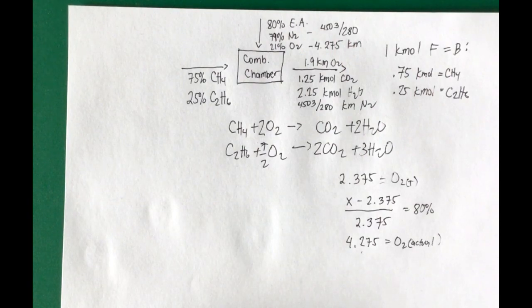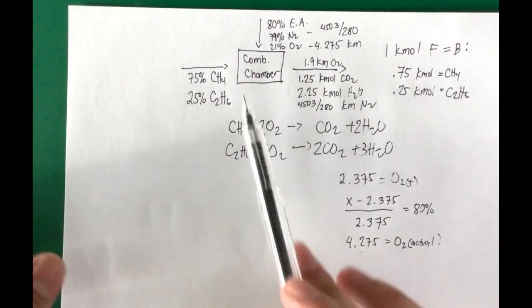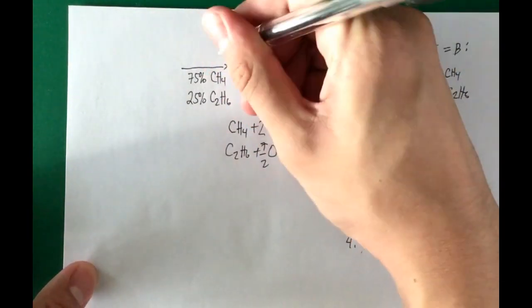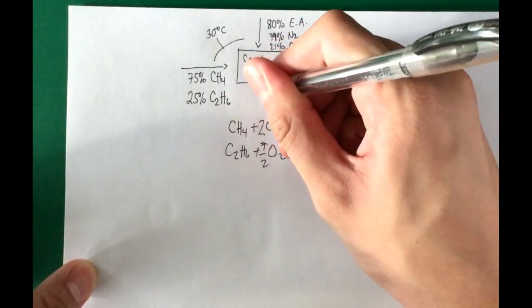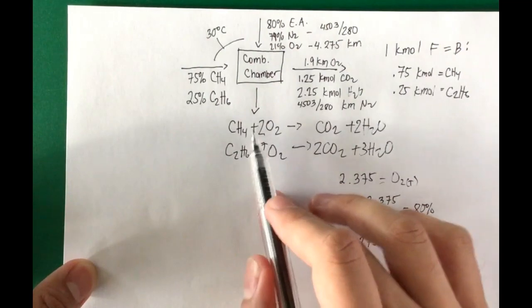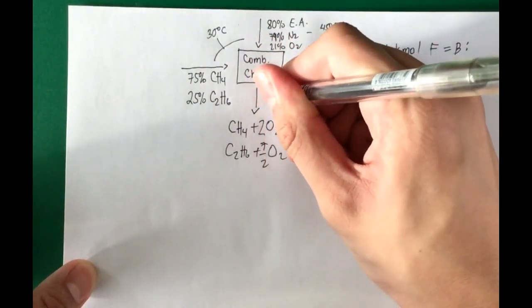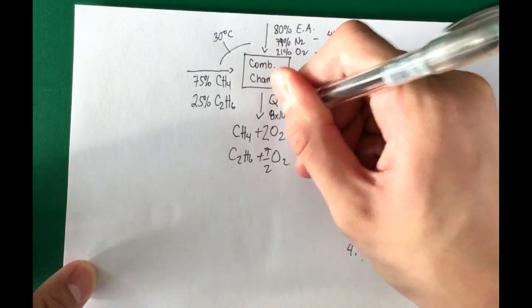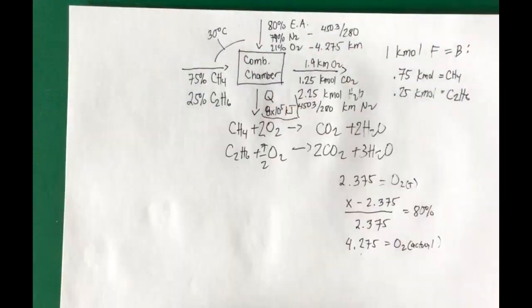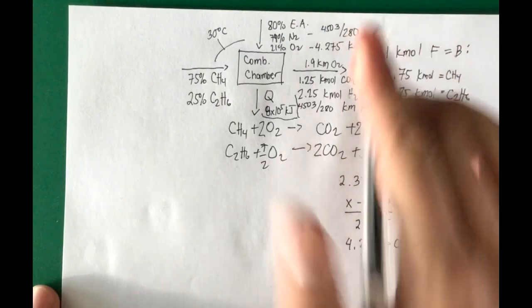Now, the first thing we should do if we encounter problems like this is we draw a schematic diagram. Now, we know that these two are at 30 degrees Celsius. And we also know that after combustion occurs, there will be an exit stream for Q, which is 8 times 10 to the 5th kilojoules. Now we are looking for the temperature of this stream.